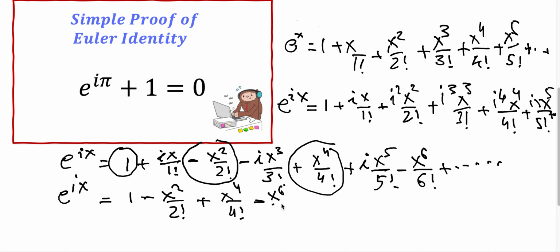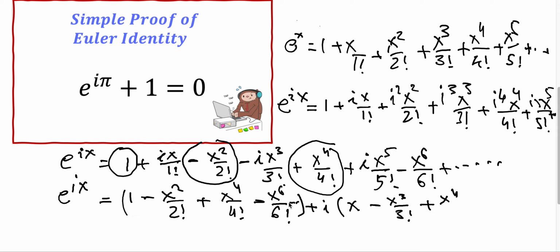And what we can do next, you see here all of this part is the imaginary part, so let me factor i. Here is plus i times x over 1 factorial, which is just x. I can write this as just x. And here is minus x cubed over 3 factorial. And what do I have here? I have plus x to the 5 over 5 factorial. As you see here, odd exponents are on this side and even exponents are on this side. And this continues.